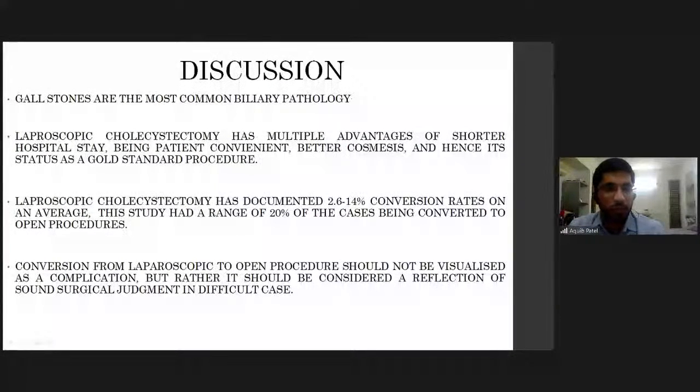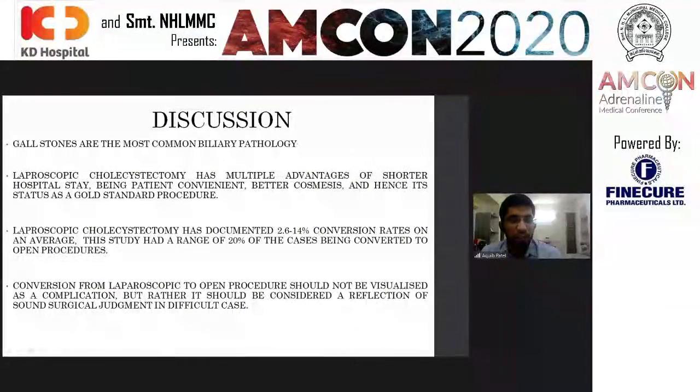Gallstones are the most common biliary pathology, and laparoscopic cholecystectomy has been considered a better operative procedure because of multiple advantages: less hospital stay, patient convenience, better cosmesis, and it's considered the gold standard procedure. Previously, a conversion rate of 2.6 to 14% has been found. Conversion from laparoscopic to open procedure should not be viewed as a complication, but rather as a reflection of sound surgical judgment in difficult cases. Next, please.